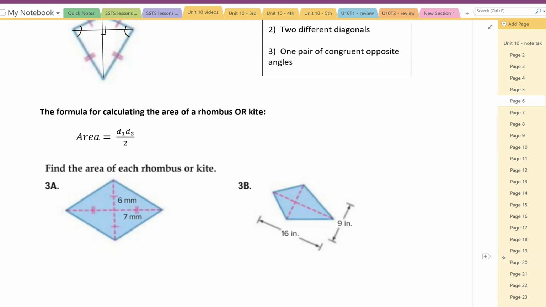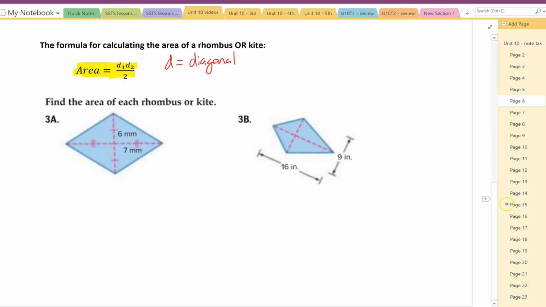Well, the reason they're lumped together here in this lesson is that we're going to use the same formula basically. So if I want the area of a rhombus or a kite, this D right here stands for diagonal. So I'm going to multiply the two diagonals together and I'm going to divide it by 2. That's going to tell me the area. So it looks like I have a rhombus right here.